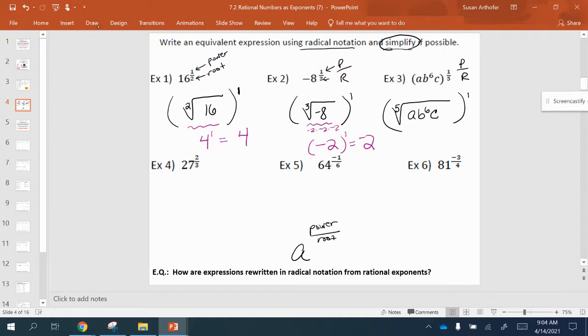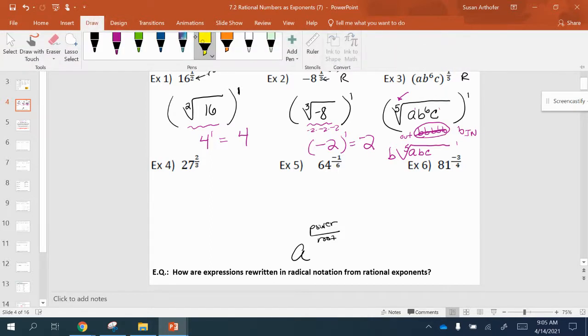And what about the next one? We can't do anything with A because it's A to the hidden 1. C is a hidden 1, but B has 6. And remember, it takes 5 to get out. So if I were to draw those out, we went over those yesterday. There's a group right there. So out comes B, in stays B. So this will be the fifth root of the A. We had a B come out. Sorry about that. Out is B. And then in is A, in is the extra B, and in is C. And then to the first power would be the same thing. Okay? So there's our first 3 answers.